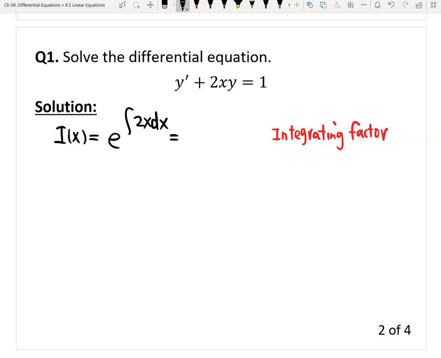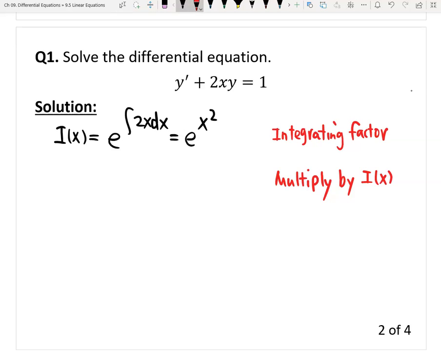Okay, so now this is easy to calculate. This is the power, so e raised to x squared plus c. We take c equals 0. The first step makes it easy to get the integrating factor, which is the most important for us in the method, right? Now the second step, what to do? Multiply both sides of the equation by the integrating factor I(x).